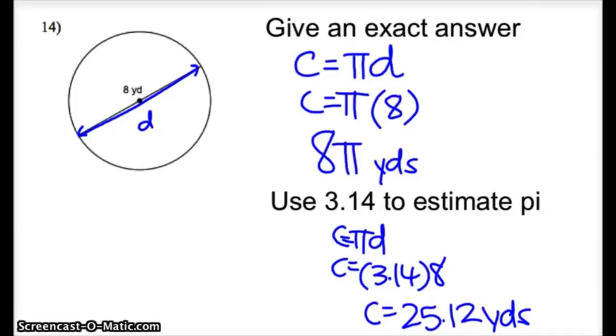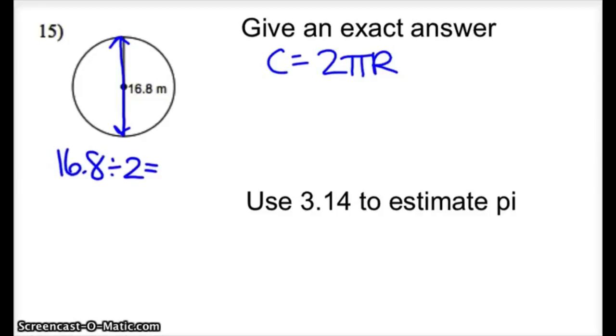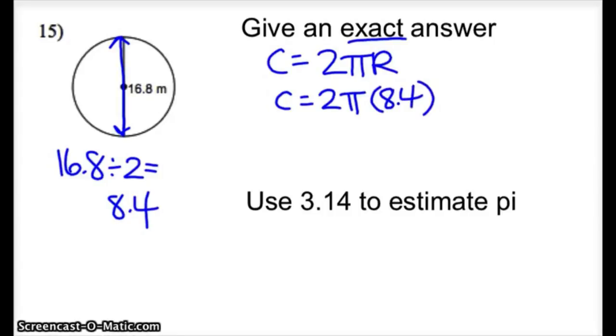Last example, I'm going to have the diameter again, and I have a diameter of 16.8. I'm going to use the second equation of 2 pi r, and that means I'm going to figure out what the radius is. So I'm going to have to do 16.8 divided by 2, and 16.8 divided by 2 is 8.4. So C equals 2 times pi. I'm leaving pi alone because it's an exact, and my radius is 8.4. If I multiply 8.4 times 2, I get the diameter of 16.8.